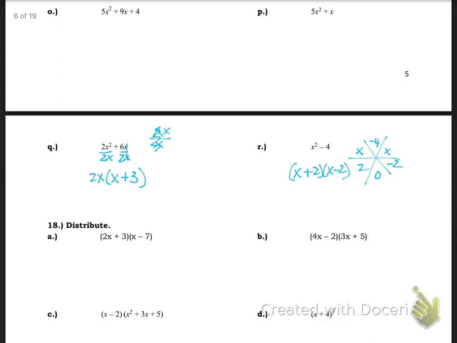Alright, now we're just distributing. So if I'm going to distribute, 2x times x is 2x squared, 2x times negative 7 is negative 14x, 3 times x is 3x, and 3 times negative 7 is negative 21. Go ahead and combine your center.